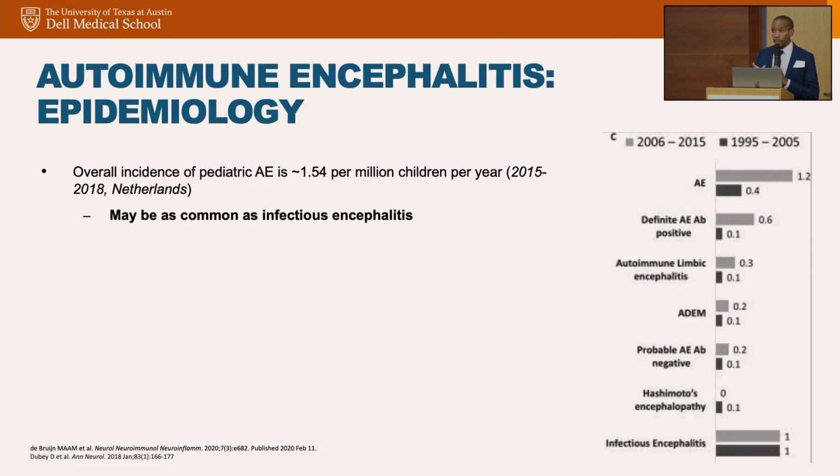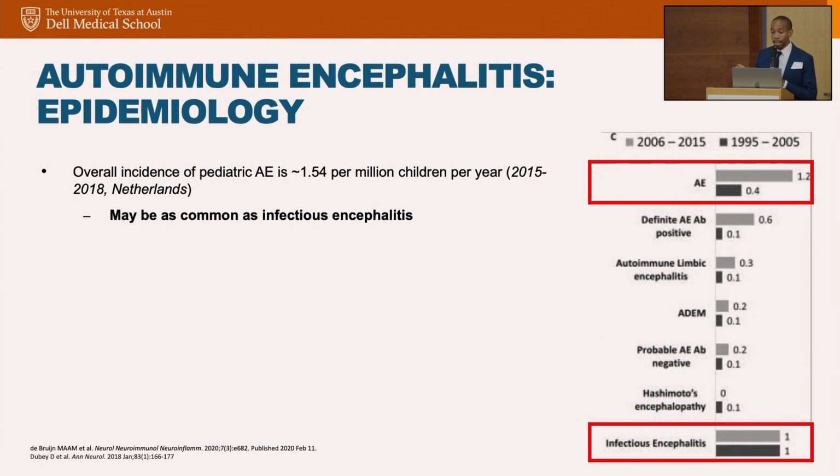So they looked at 2 different decades. They looked at the decade between 1995 and 2005, and then 2005 and 2016. And they found that over these 2 decades, autoimmune encephalitides incidence rates nearly tripled. So it went from 0.4 to 1.2, and these incidence rates rival infectious causes of encephalitis. So you will see this at some point in your clinic, in the hospital, and so it's really important to be aware of this disorder.